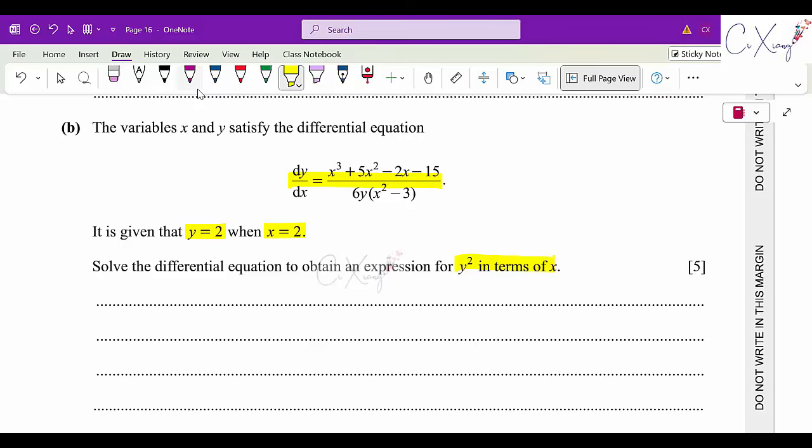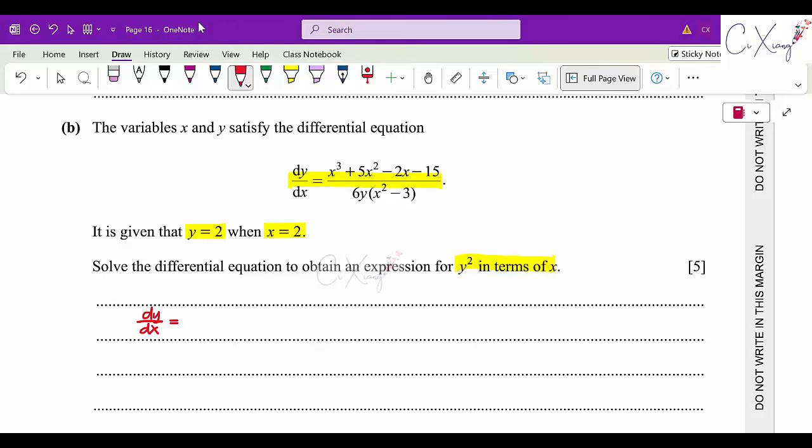Okay, then let's continue. To solve the differential equation, in our syllabus, we're having the separable variable differential equation. That means that you can separate all the variable x to one side, all the variable y to the other side, and you try to integrate both sides. Right? And to do this, of course, we have to start from the question here.